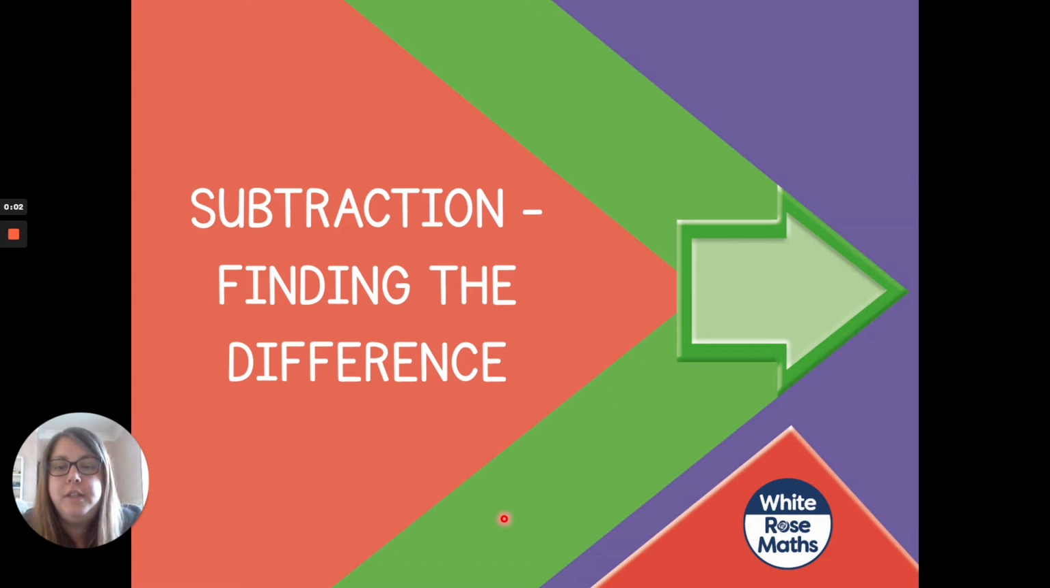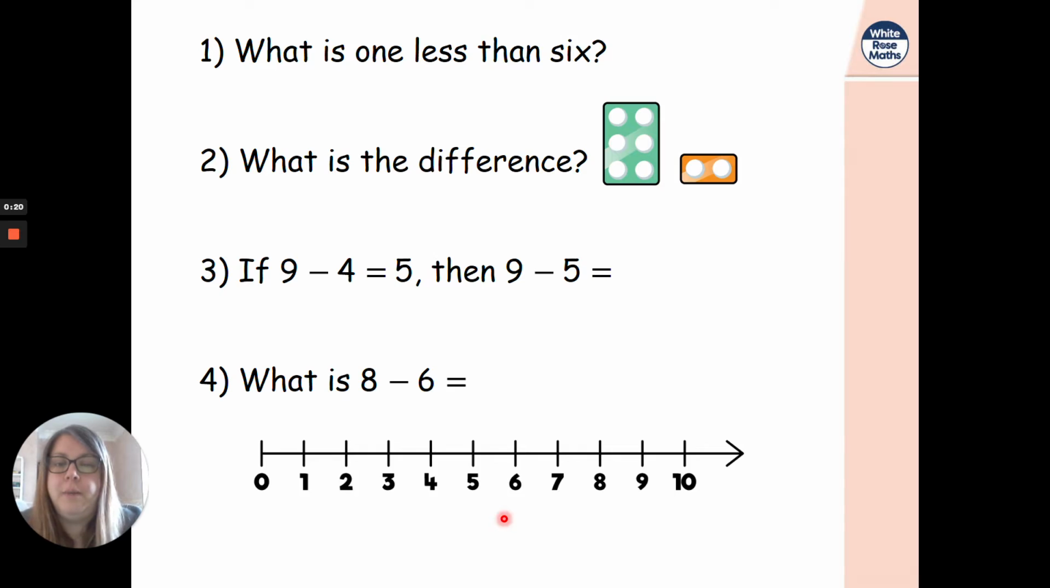Everyone, we're going to continue working around subtraction, but looking at finding the difference today. And some of you might find this a little bit tricky because it is quite hard to understand what finding the difference might mean, but hopefully your grown-ups and my lesson will help you with that today.